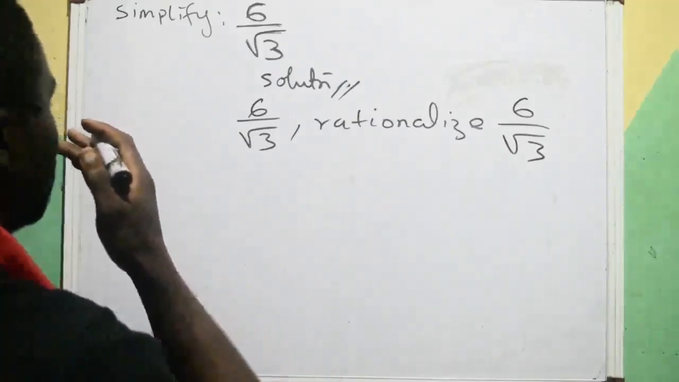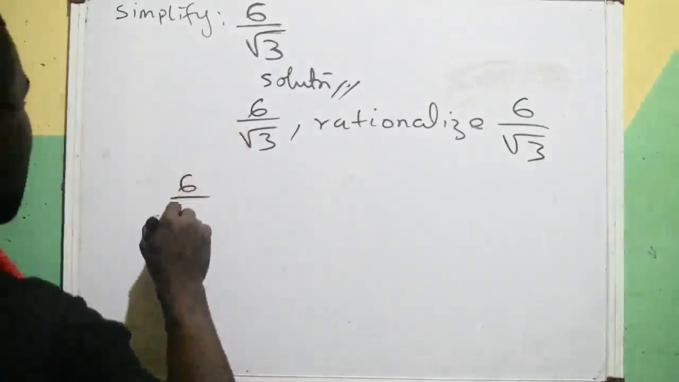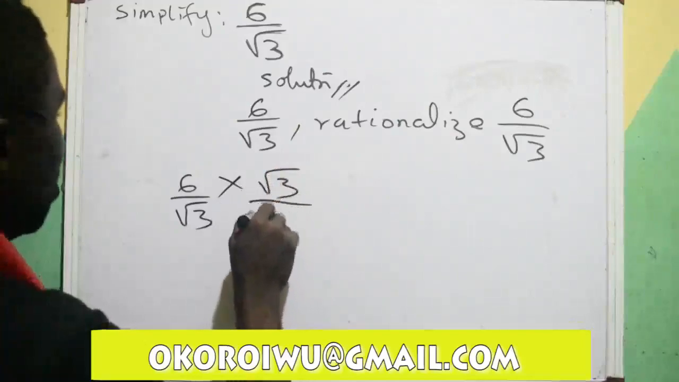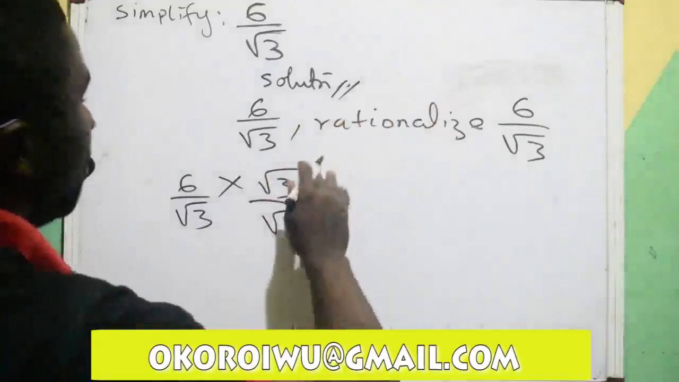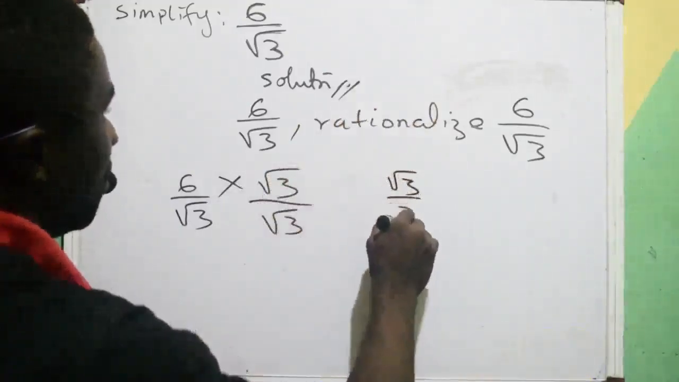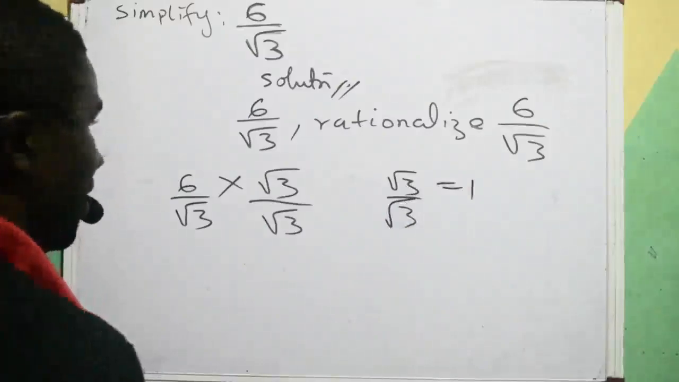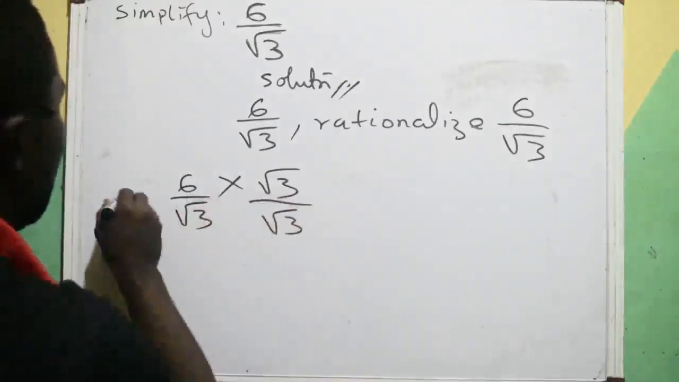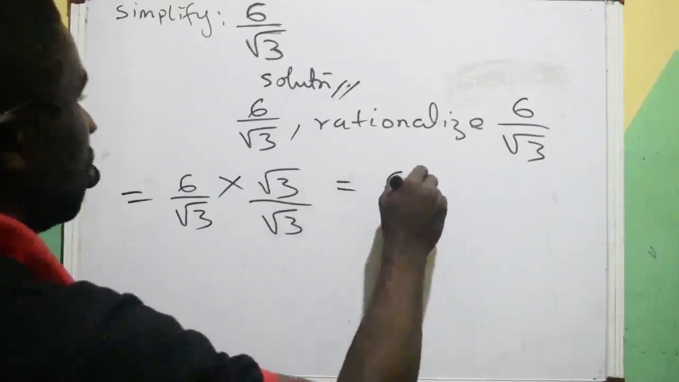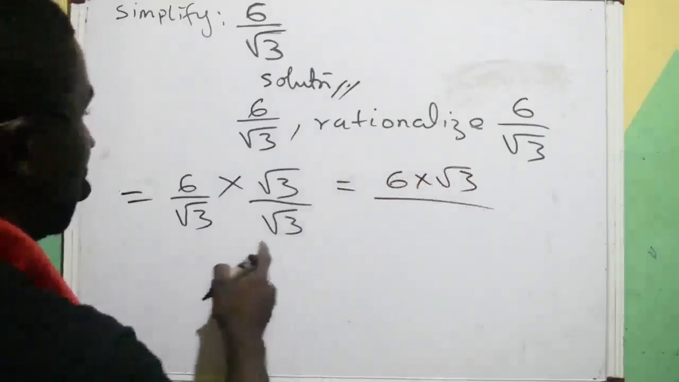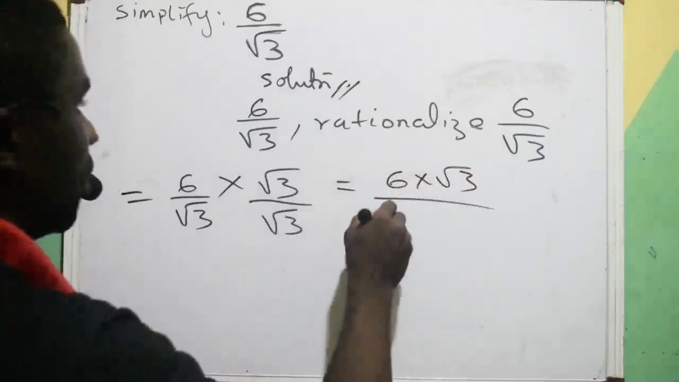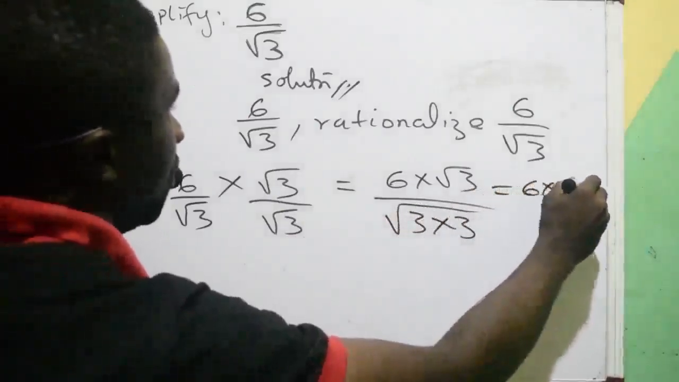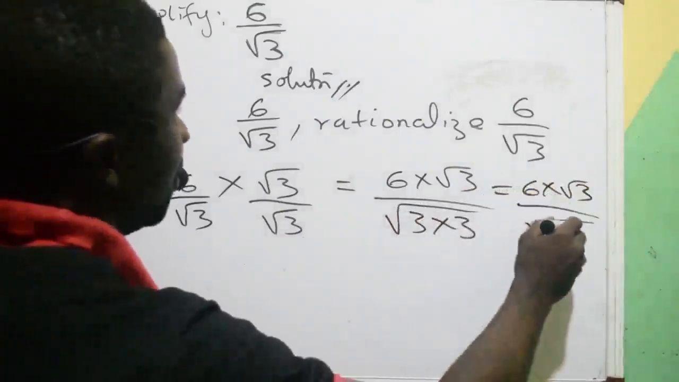And what does rationalize mean? Rationalize means write down the original question, multiply by that square root, which is root of 3, and also divide by that square root. Nothing changes here, because root of 3 all over root of 3 gives us 1, since anything divided by itself is 1. This is the concept behind it. So this multiplied by this is 6 multiplied by root of 3, all over, obeying the law of multiplication of surds, square root of 3 times 3, which is 9.